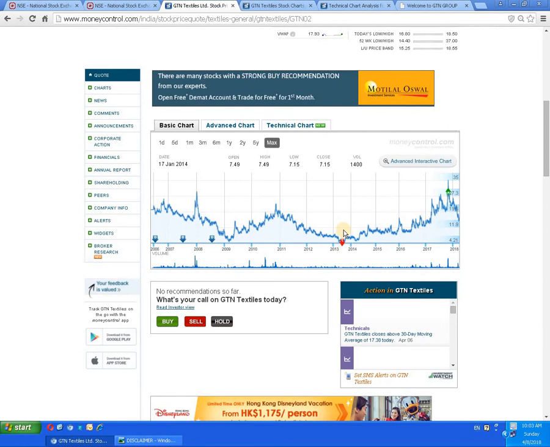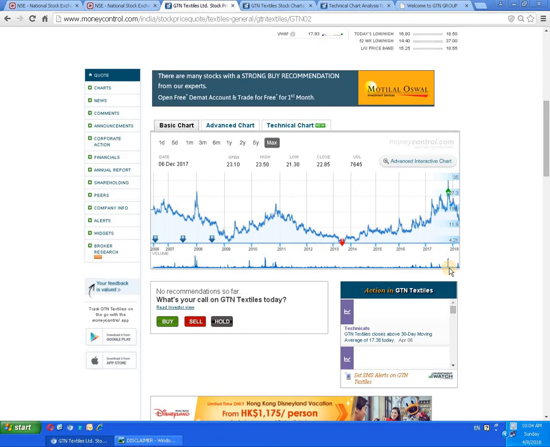Here you can see the script touched the low in mid 2013. Afterwards, the script started moving upwards in a very good pattern. It is called a higher top and higher bottom. It is an upward trend, and recently the script broke that level and, due to the selling pressure, has started coming down here. The volume is good over here. You can see the volume is good.